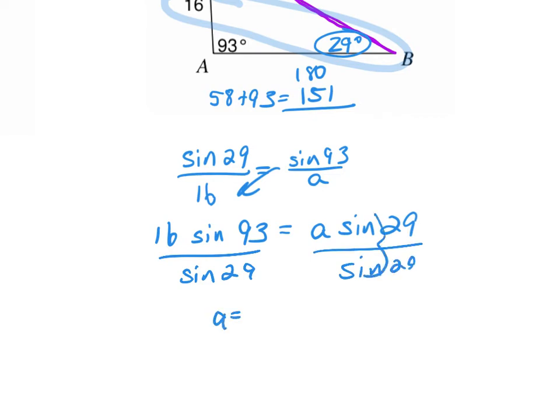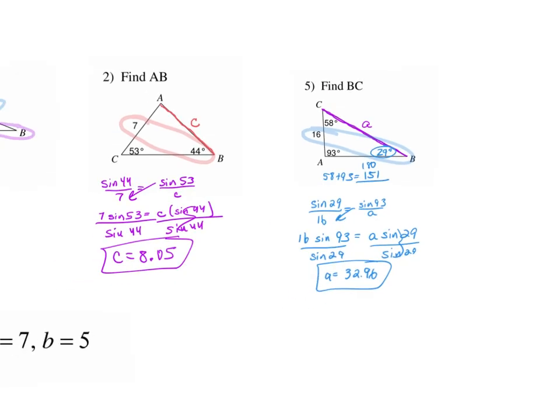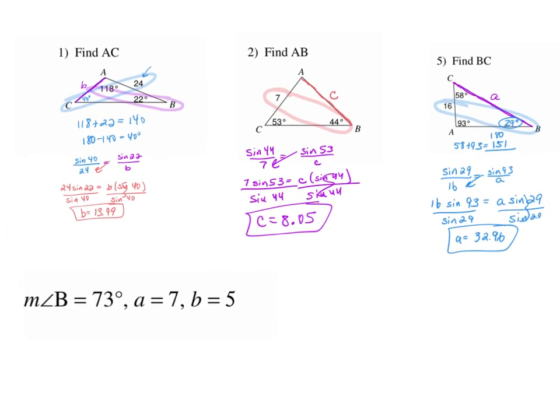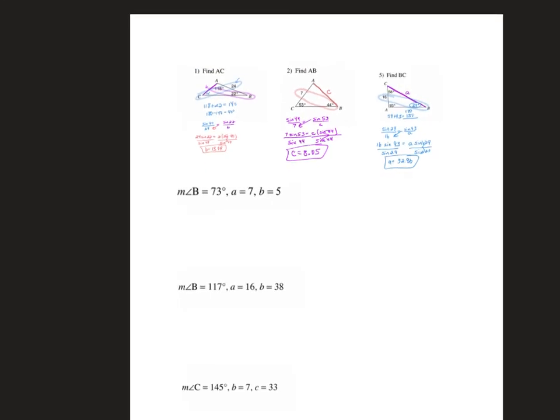So a equals, in our calculators, guys, 16 times the sine of 93 divided by sine 29. What do you guys get? 32.9596. Agreed? Okay. All right, great. All right, so we just took those three problems and we found side lengths. So now I look at these next ones, all right? We're going to do 3 examples and then we're done.